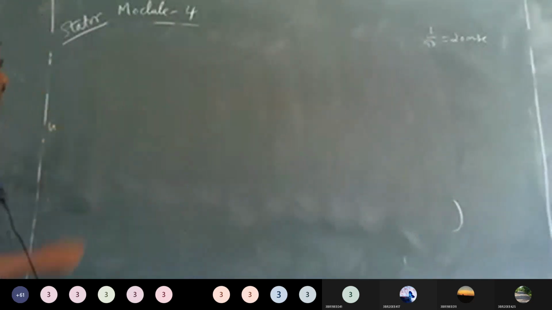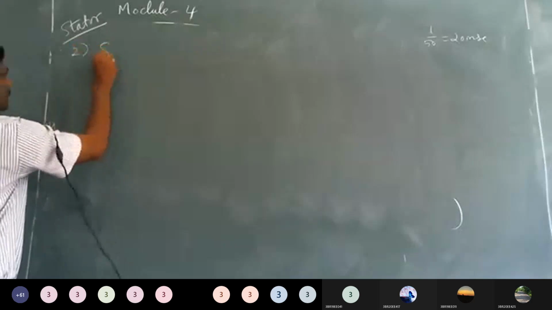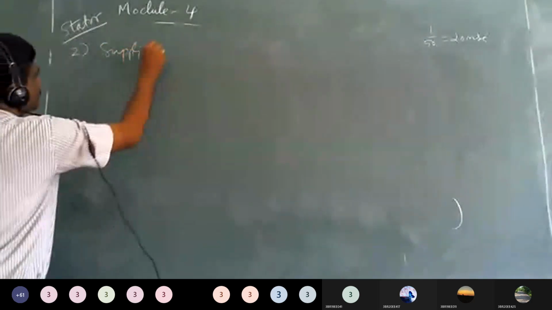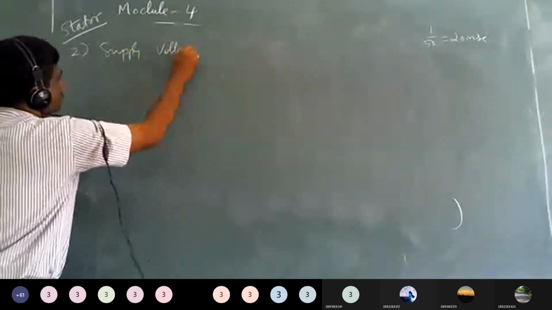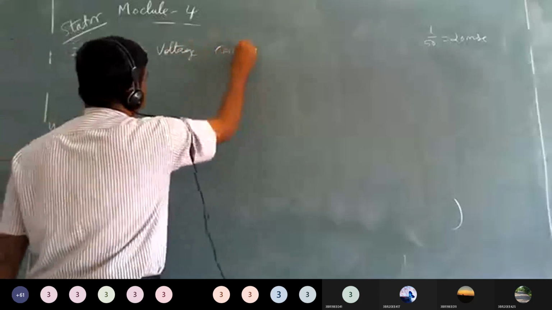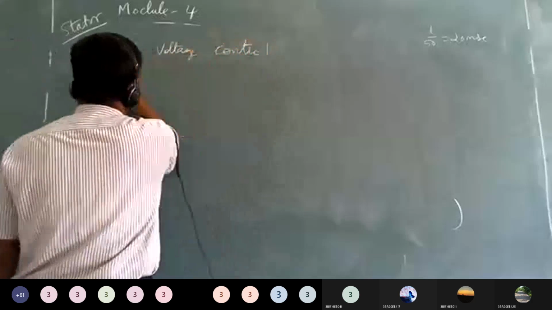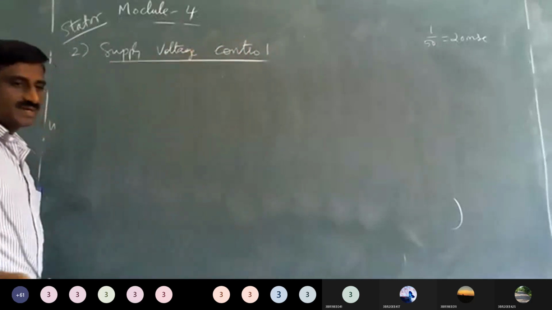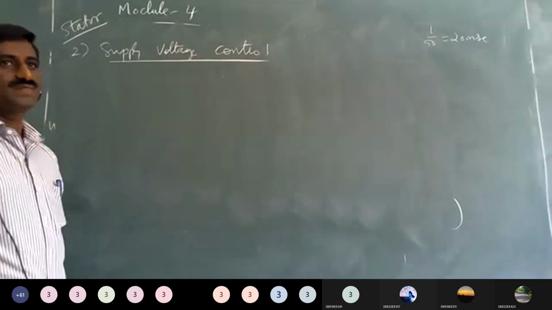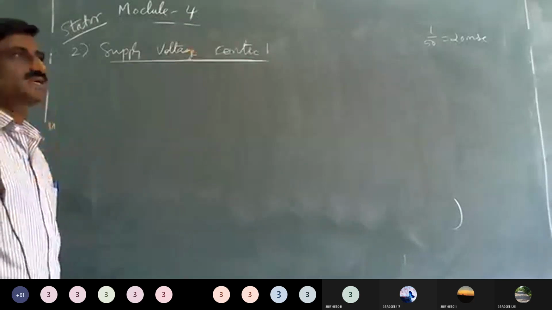So what is the second approach we have? The second method of speed control is supply voltage control. This is also from the stator side. Here we are not talking about the frequency, only supply voltage control.